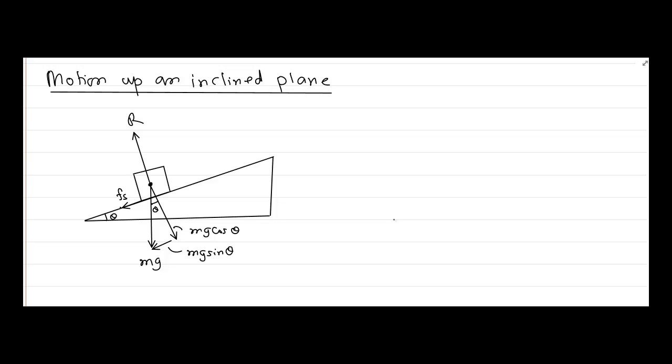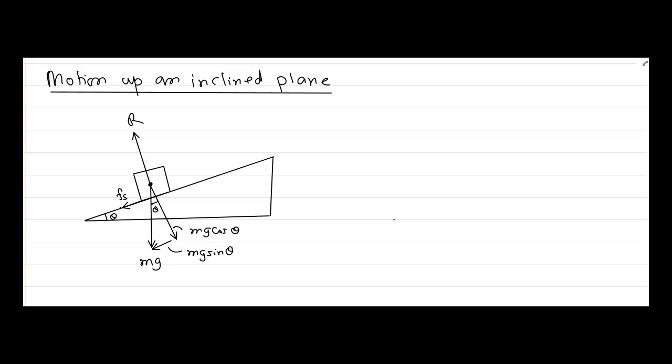So mg is the weight acting in the downward direction. It will have two components, mg cos theta and mg sin theta. We know mg sin theta will act along the inclined plane in the downward direction, mg cos theta perpendicular to the inclined plane, and the normal reaction R acting upwards.